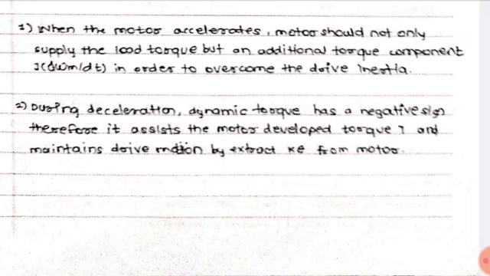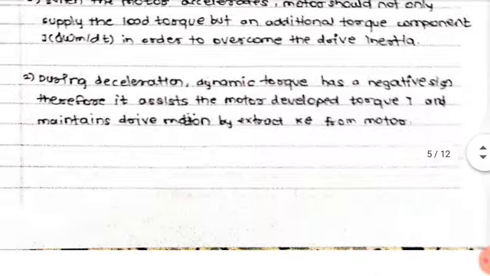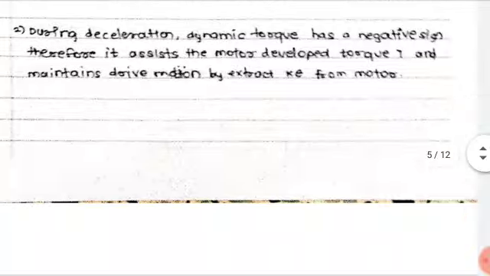When the motor accelerates, the motor should supply not only the load torque but also an additional torque component, which is J d omega by dt, in order to overcome the drive inertia. So for acceleration, in short, motor torque should be greater than load torque. During deceleration it is just the opposite: the dynamic torque has a negative sign, therefore the load torque is greater than the motor torque. So the dynamic torque assists the motor developed torque and maintains drive motion, its kinetic energy.